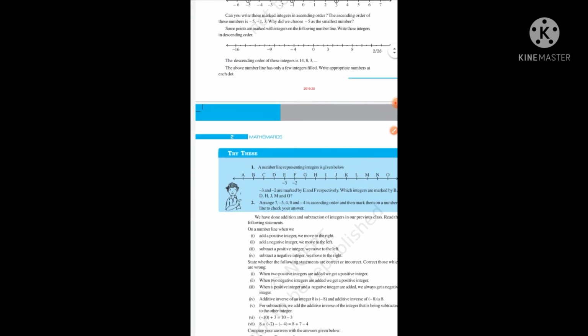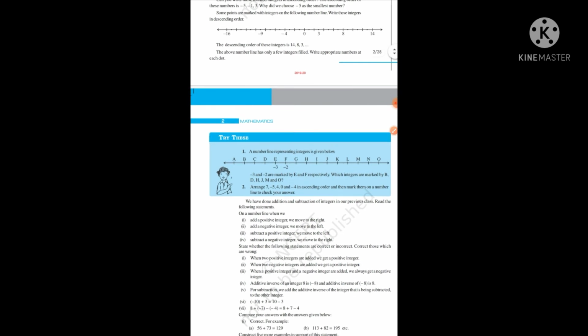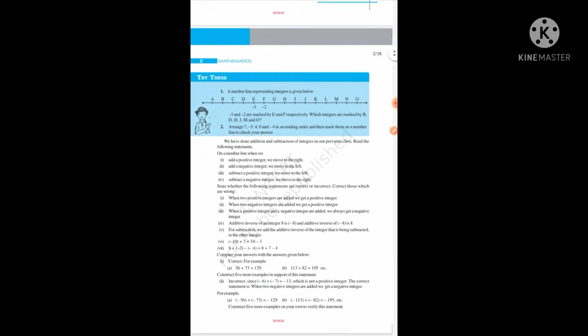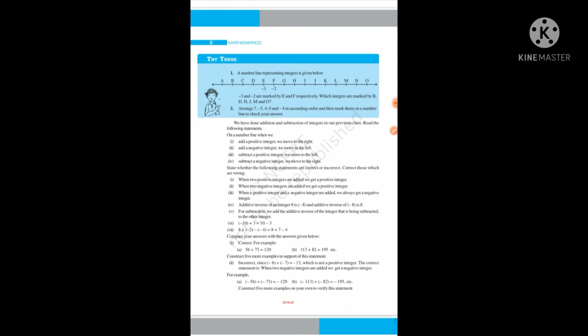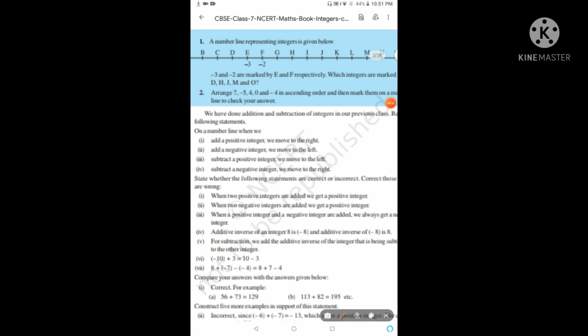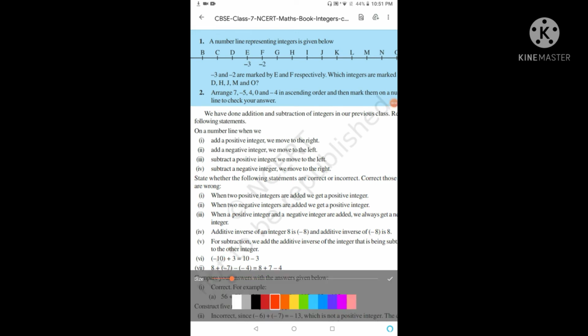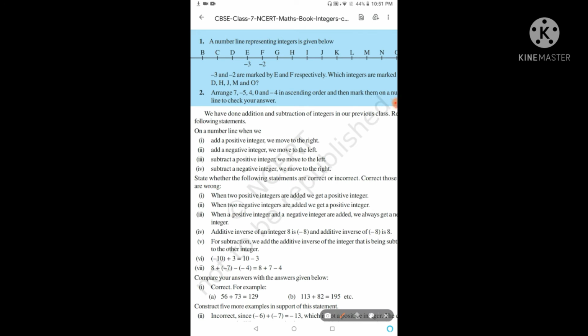Now next, we have done addition and subtraction of integers in our previous class. Read the following statements. On the number line, when we add positive integers, we move to the right. When we add negative numbers, we move to the left. As I told you, positive numbers are represented on the right side, negative numbers on the left side. Then subtract a positive number, we will move to the left, and subtract a negative number, we will move to the right. So this is some important thing which you need to learn, right?